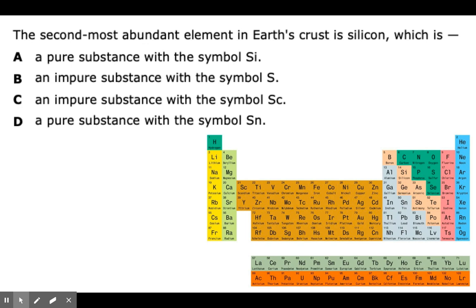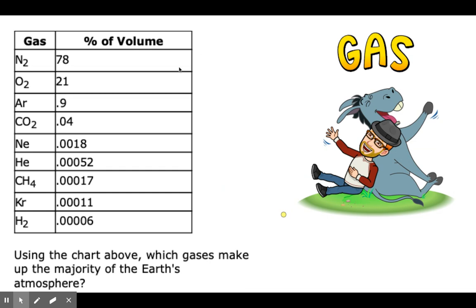Get out that periodic table. Look at it. Find silicon on it. See what the symbol is. And then you would know which one it is. It's the simplest kind of question. You just have to not be lazy about it.